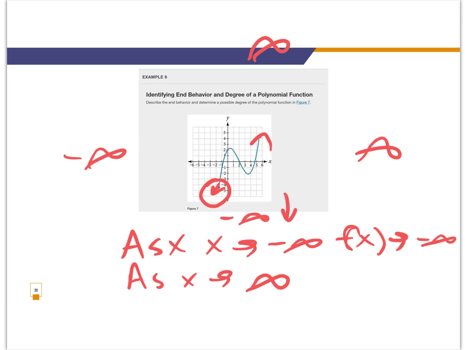Going down is negative infinity, going up is infinity, going left is negative infinity, going to the right is infinity. As x goes to infinity, which means right, f of x must be going, and take a look, it's going up. Infinity. So you don't have to be a genius to look at a picture and come up with the end behavior.